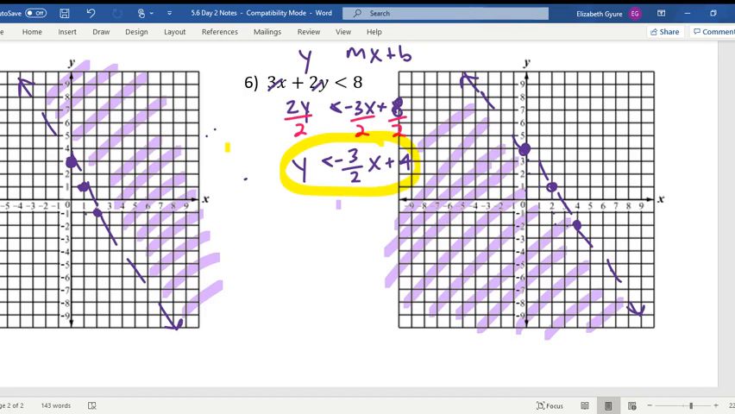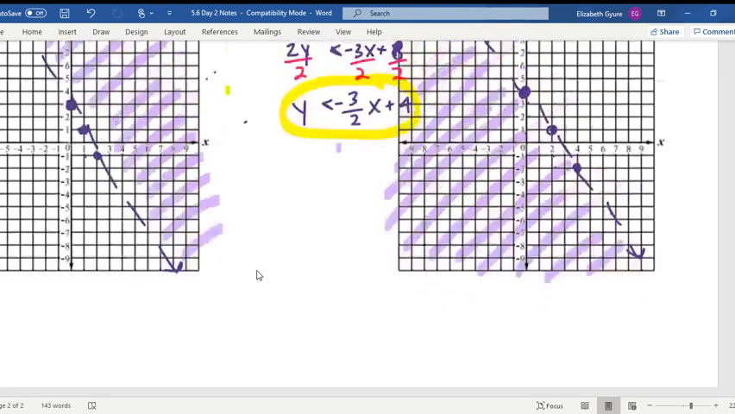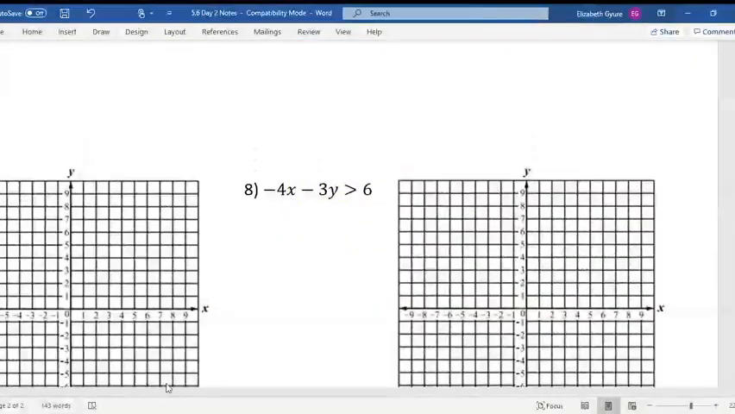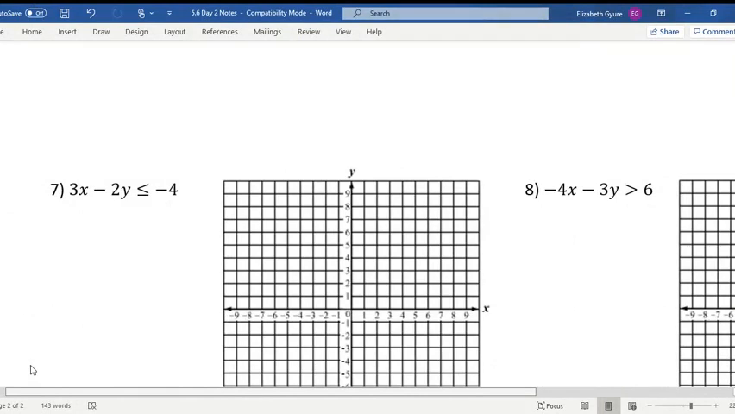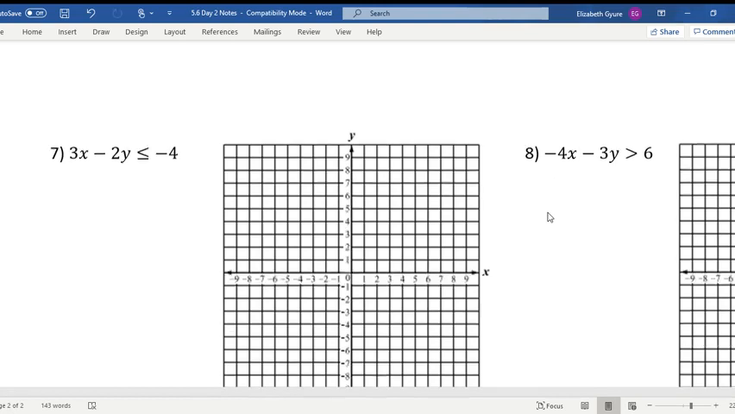Good. How are we feeling about this so far, guys? Good. Yeah, because really it's almost the exact same as yesterday, just one little step extra with rearranging. We're going to do number 7 together, or actually, wait, we might switch that, because they both have negatives. Let's do 7 together, and then I'm going to have you guys try out 8 on your own. I'll give you a couple minutes on it, and then we'll go over it.